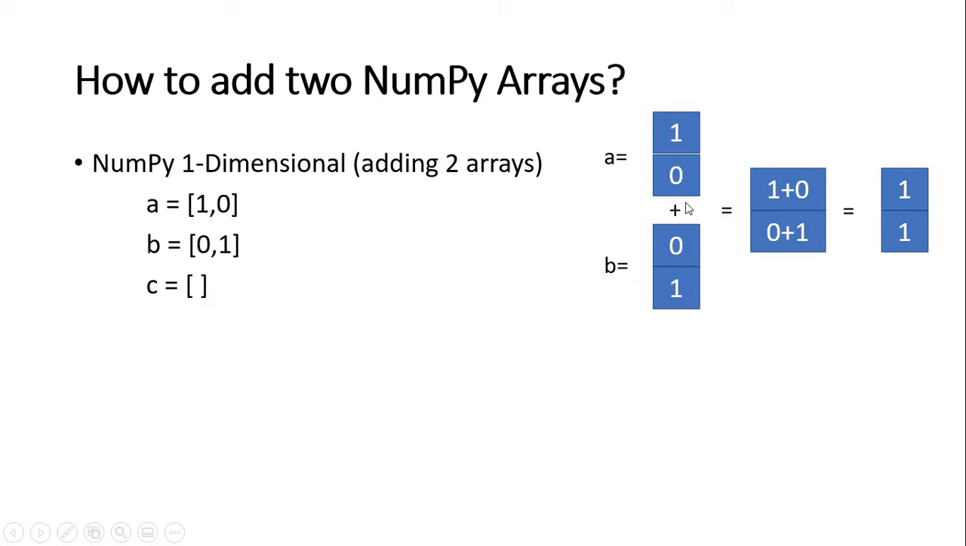Simultaneously for B also. When you perform the addition between these two, the first element of array A will be added with the first element of array B, so it will be 1 plus 0. And simultaneously, the second element of array A is going to be added with the second element of B. That's why it is 0 plus 1. When you do the addition between these two, the output you will get is 1 and 1. Automatically here C equals 1, 1.